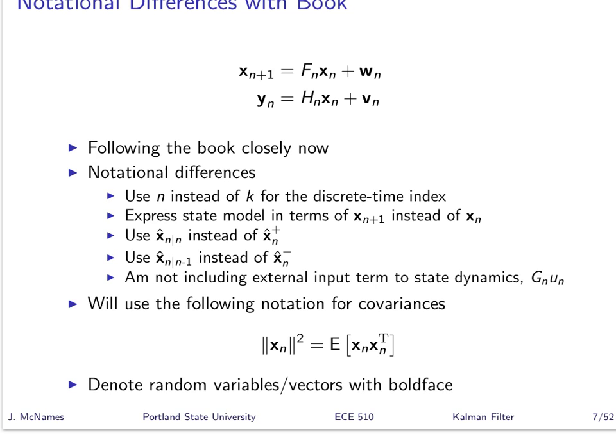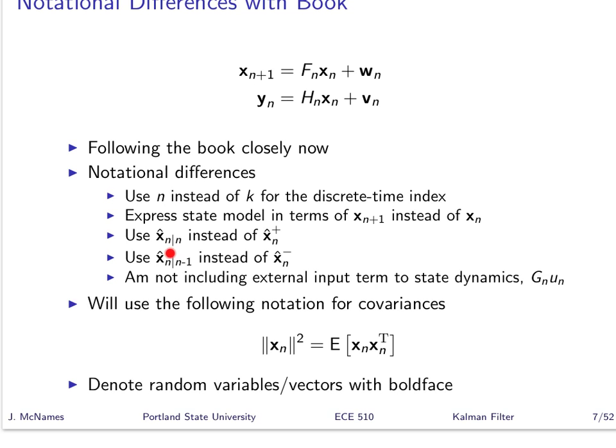I'm also expressing the process, what I usually call the process model. Here I'm calling it the state model, but more appropriately the process model, in terms of x of n plus 1 instead of x of n. You could, of course, decrease the time indices all by 1 and have this be x of n equal to f of n minus 1 times x of n minus 1, etc. And I'm not doing that. I'm going to do it this way because that's what I'm doing for everything else, and I think it's a little bit easier to understand it that way.